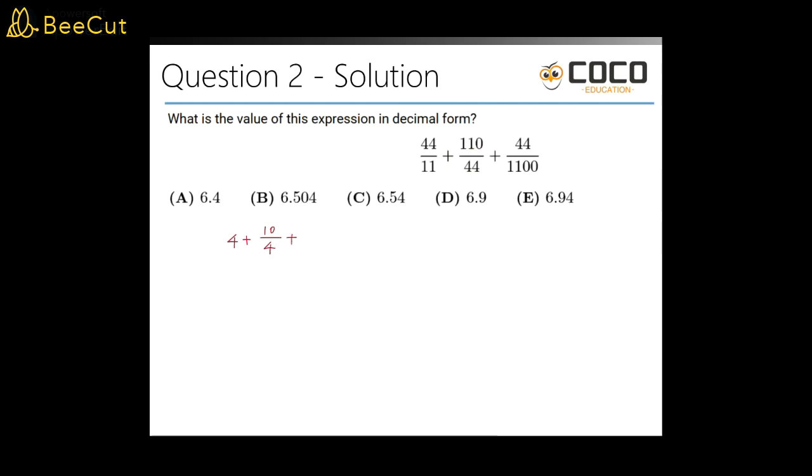For the third number, let's divide by 11 first, so we get 4 over 100. So 10 divided by 4 equals 2.5. Now 4 out of 100, we can convert it into decimal, 0.04. So the answer is 6.54. We choose option C.